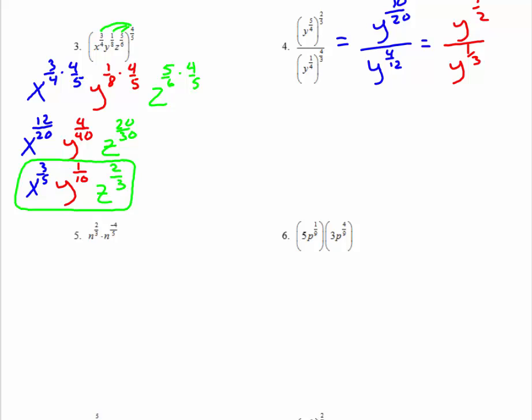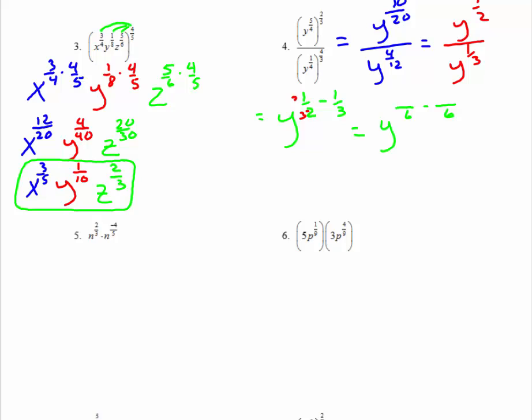Some students think they're done. However, we have y's on top and bottom, and when we're dividing, what do we do to exponents? We need to subtract. So we get y to the 1/2 minus 1/3. Well, when we're subtracting, we have to find a common denominator, which is a 6. So both my denominators need to become a 6, so my numerators will change too.